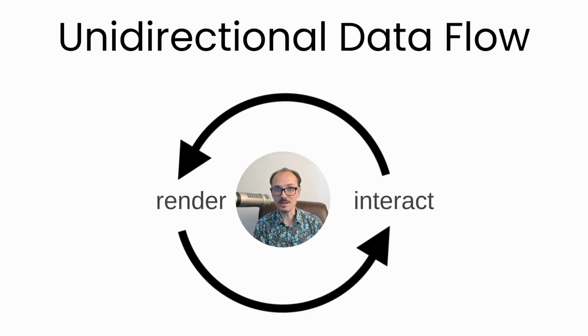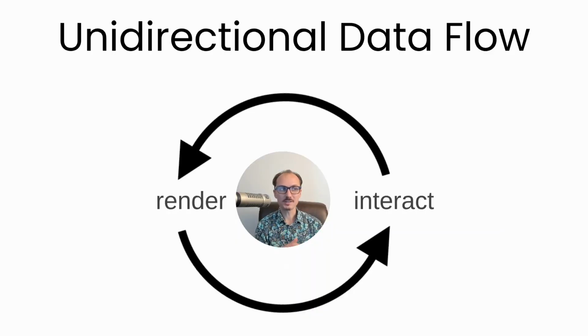Unidirectional data flow means one-way data flow. The data, or the state, flows in a loop where when you interact with the system, something changes, and then it re-renders. And then you see the updated render, and you interact again, and so on.